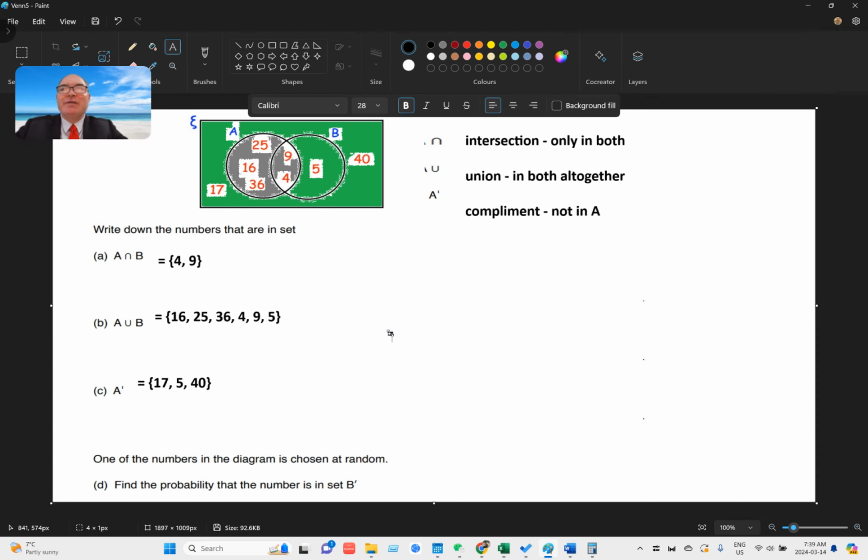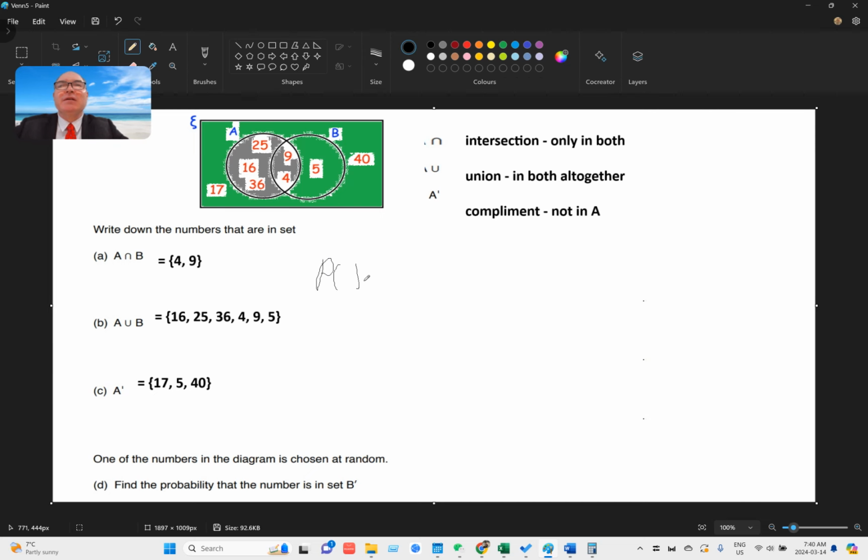All right, now we've got one of the numbers in the diagram is chosen at random. So I'm going to reach out here and randomly grab one of those numbers. Well, I think I need my pencil here. And right, don't forget your P of something is equal to the total number of options. And I would say what you want, but it's the number that you have available, right?